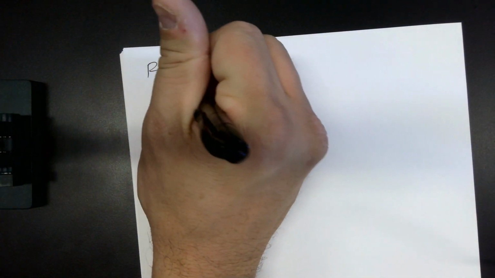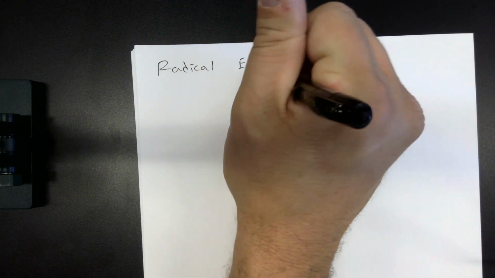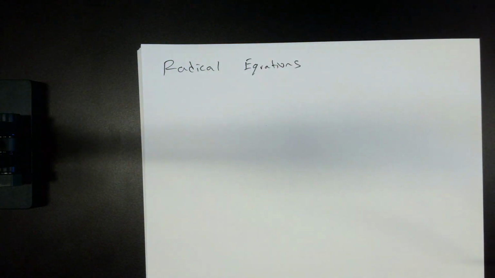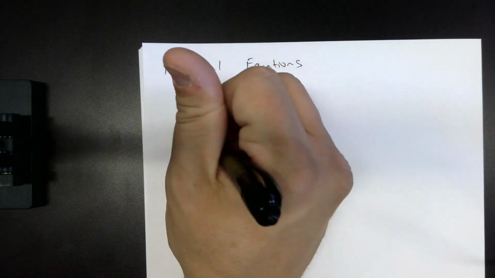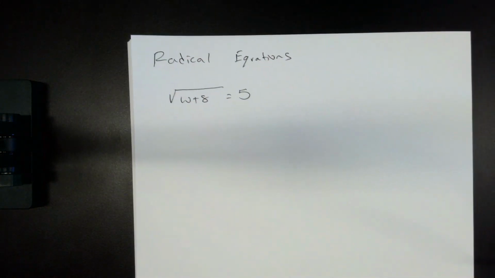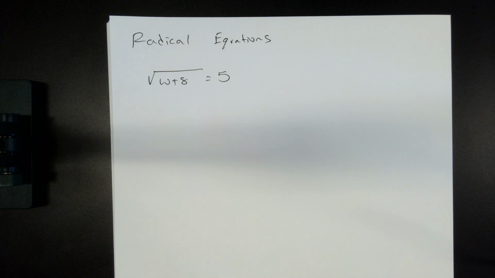Okay, chapter 4, section 5. Title it inside of your journal, Radical Equations. Okay. An example of a radical equation is this. This is a very, very basic one right here.